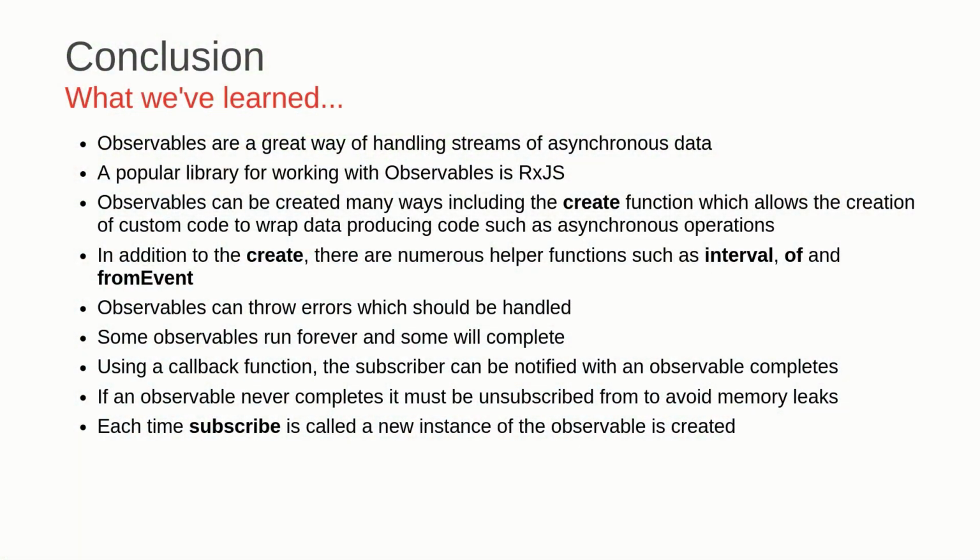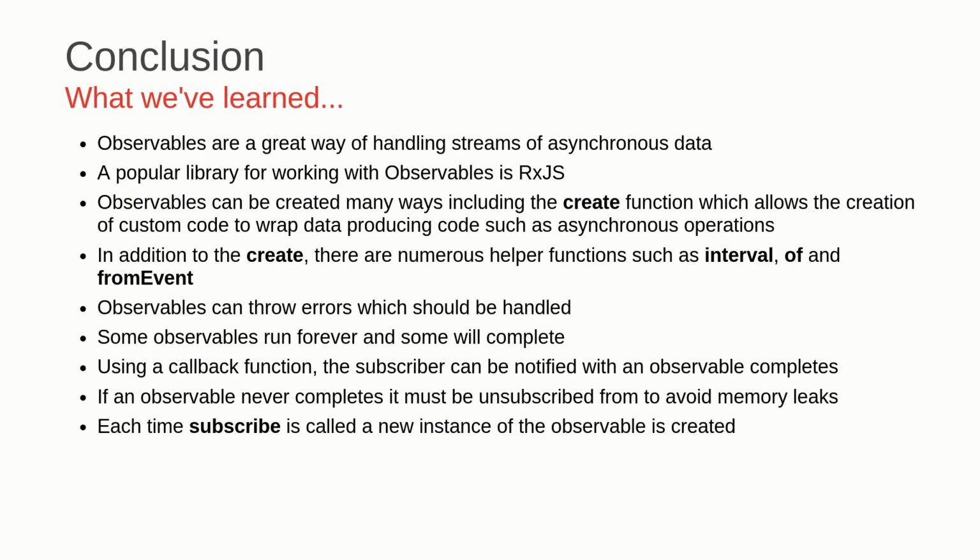As we've learned in this video, observables are a great way of handling streams of asynchronous data. A popular library for working with observables is RxJS. Now, observables can be created many ways. If you want to do everything custom, you can use the create function available on the observable object. You could also use numerous helper functions, such as interval, of, and from event.